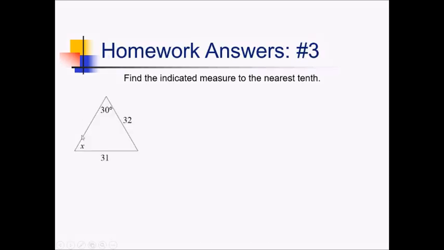For this problem, to find this missing angle, since it's not a right triangle and I have a side and an angle across from each other, I'll use law of sines. So we have sine of A over A equals sine of B over B. Starting with the stuff that I know the most about, we have sine of 30 over 31 equaling sine of x over 32, the side across from that.